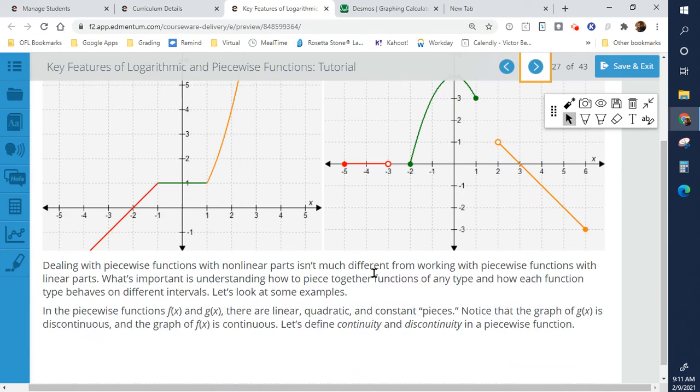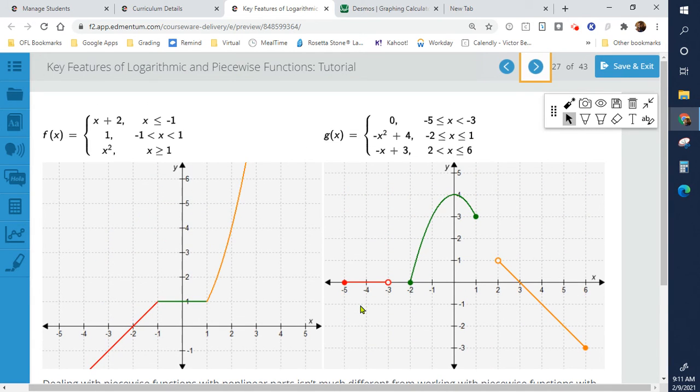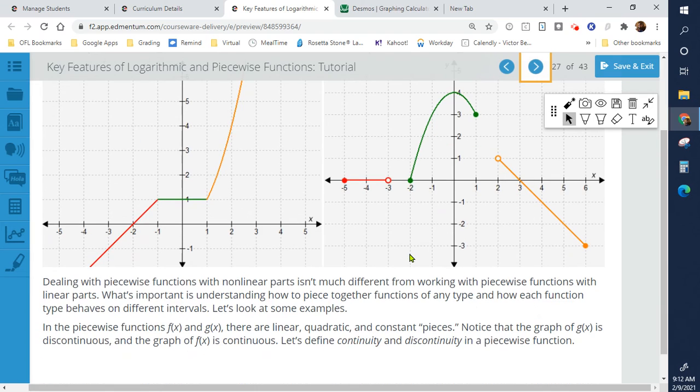When we deal with piecewise functions, it's important to figure out what we're talking about. Here, anything smaller than -1 is this linear function, and anywhere from -1 to 1 there's no change. There's no slope. It's going to stay at 1. And then after 1, it starts growing parabolically, I guess would be the word. It's a quadratic function. It starts growing.